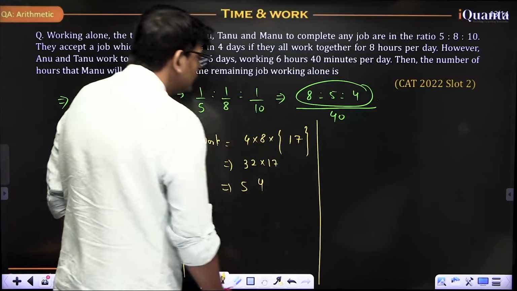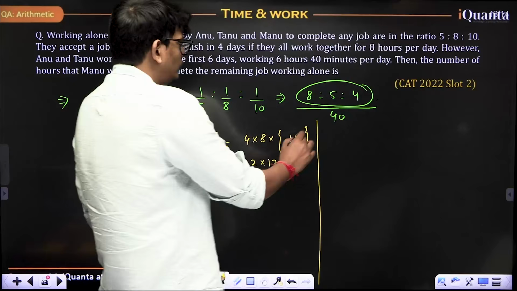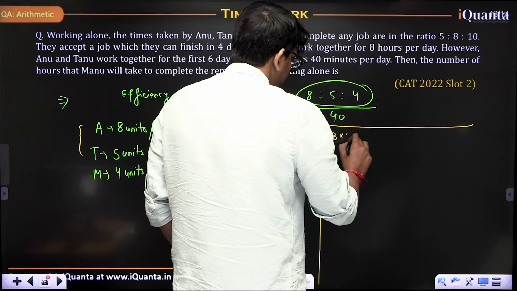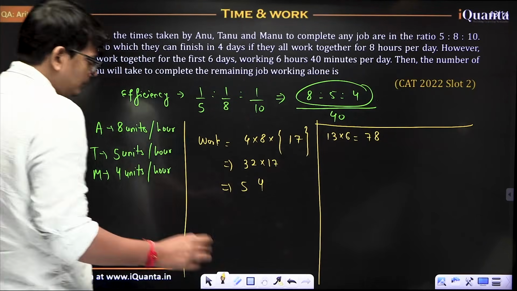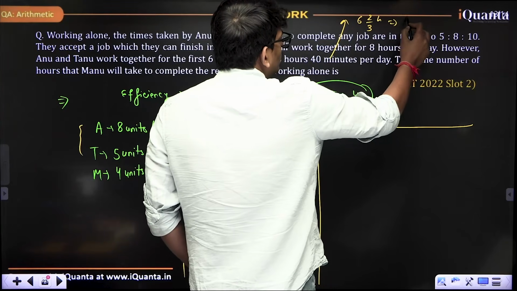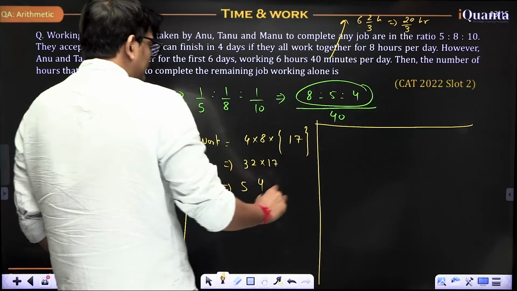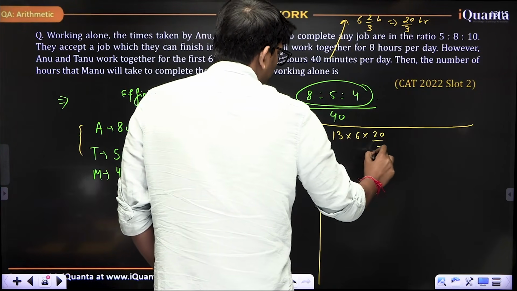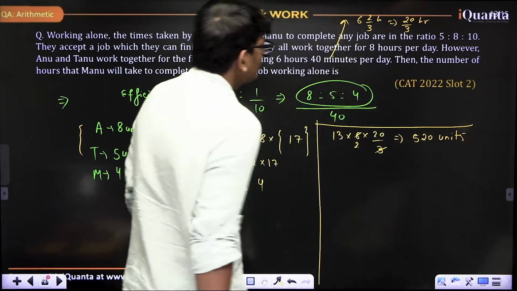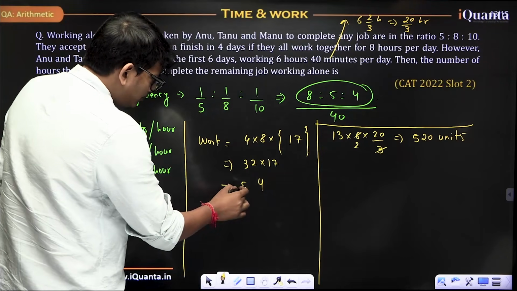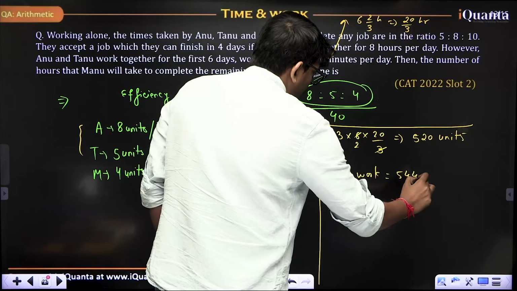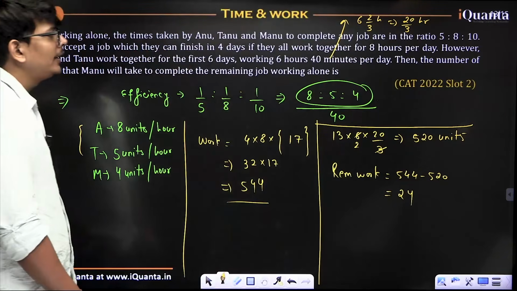Okay. Next, what else we can do? However, if Anu and Tanu work together for first 6 days, Anu and Tanu, we are talking about these two. So 13 into 6, working 6 hours, 40 minutes, we have to consider that also. 6 hours 40 minutes means 6 2 by 3 hours, that is 20 by 3 hours. Okay, guys? So 13 into 6 into 20 by 3 hours. This got cancelled out. This is 520 units. Sorry, I missed out something here. The total work is 544, right? So remaining work is 544 minus 520. That is 24. Okay, remaining work we got to know 24.